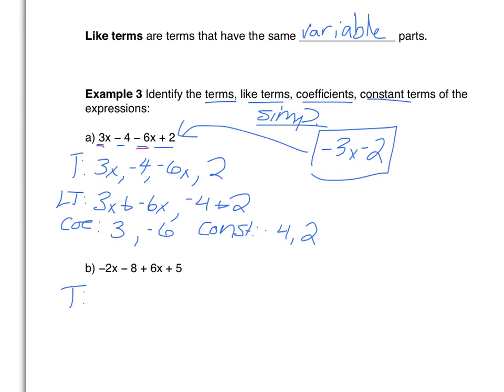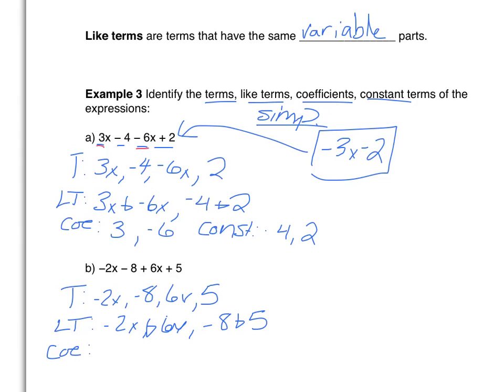So we have terms -2x, -8, 6x, and 5. Like terms, we have -2x and 6x. Then we have -8 and 5. Coefficients, we have -2 and 6. Constants, we have -8 and 5.